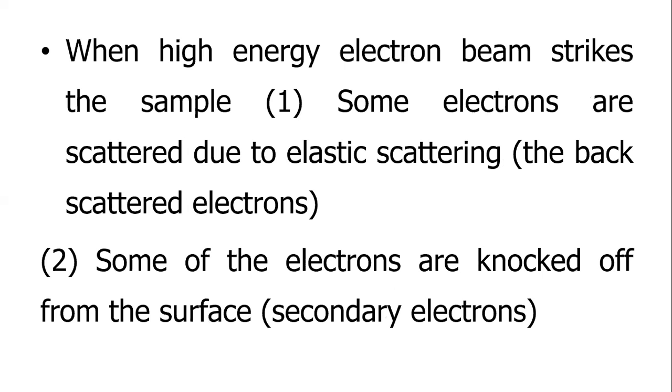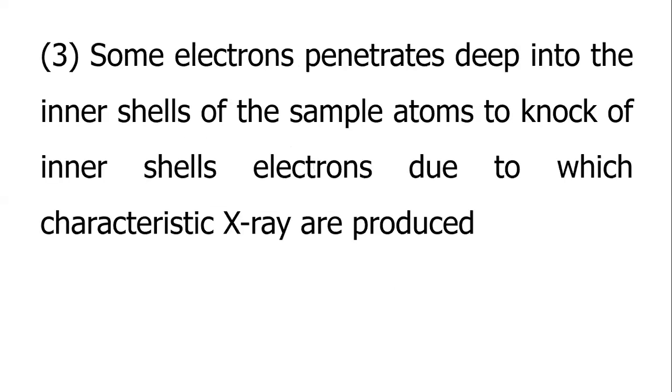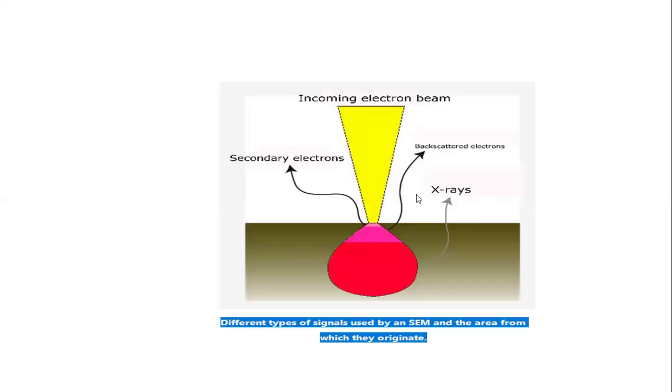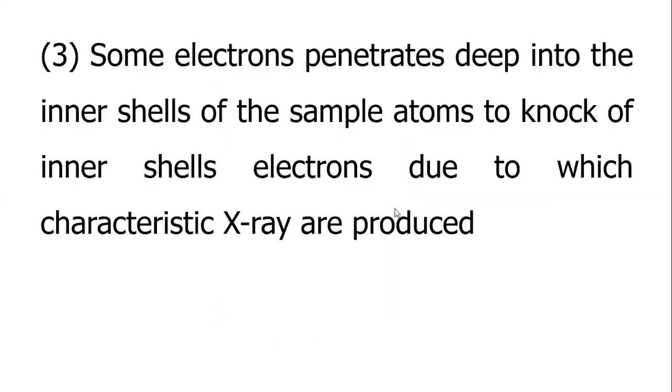When a high-energy electron beam strikes the sample, some electrons are scattered. See this diagram first. When electrons strike the sample specimen, some electrons are backscattered, and X-rays and secondary electrons are produced. These are the three types of electrons.